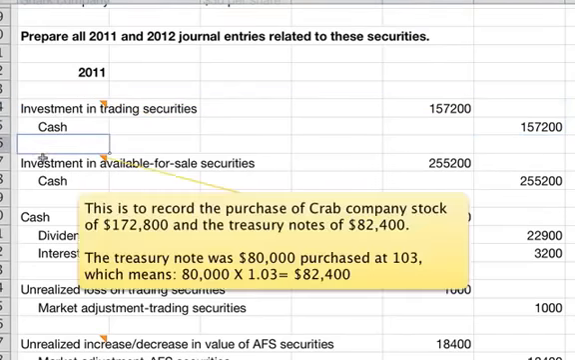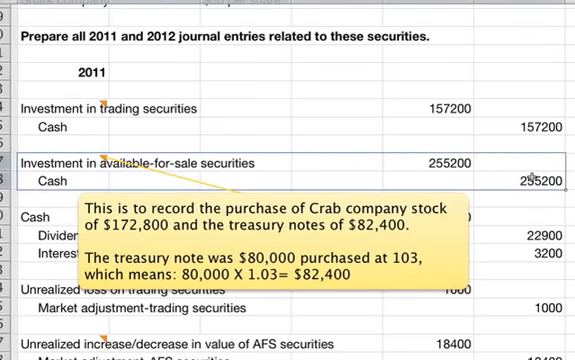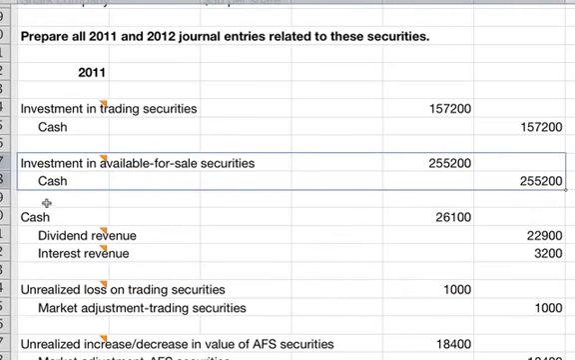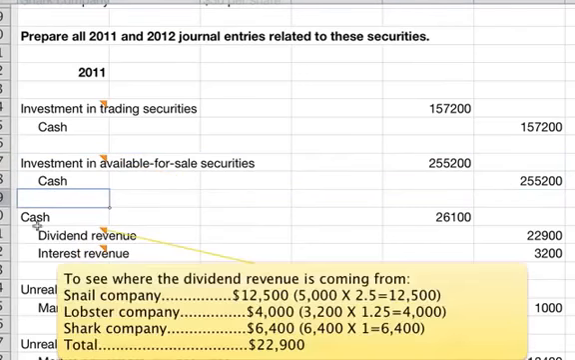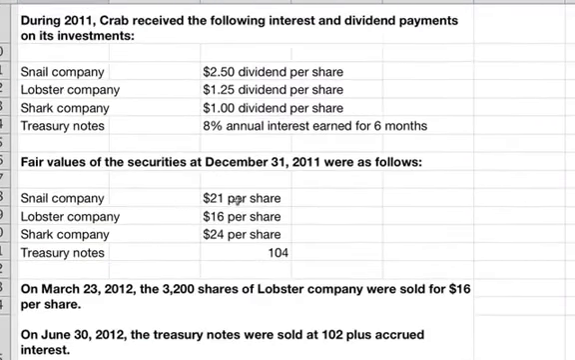For AFS, or available for sale securities, we have this entry. The investment in available for sale securities is the same thing. We record the purchase of the Shark stock at 172,800 and the Treasury notes of 82,400. The Treasury note was 80,000 purchased at 103. That just means 80,000 times 1.03. That's 82,400.